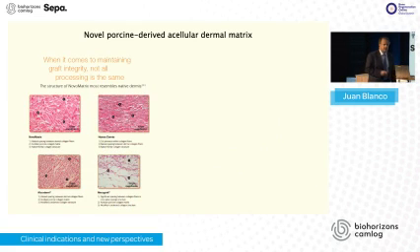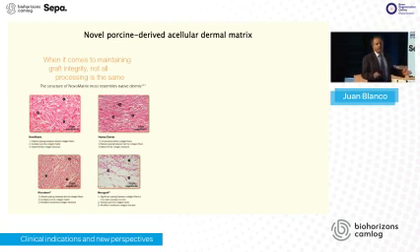And also, these are some images that you have already seen. If we go for a microscopic analysis, clearly the image of the novo matrix material is more similar to what is the human dermis. So this is also an important aspect from a composition and three-dimensional distribution of the collagen fibers in these matrices.